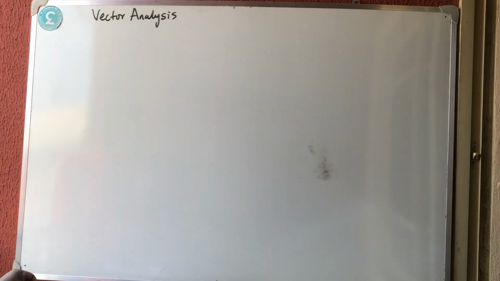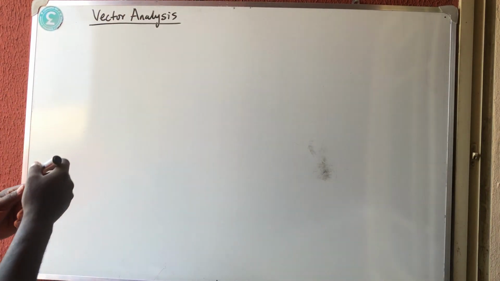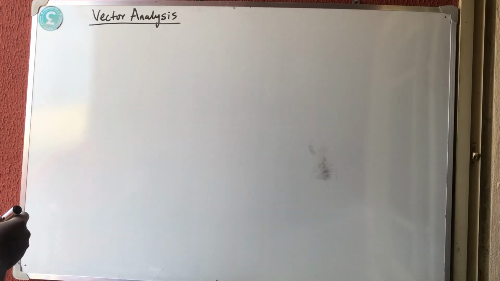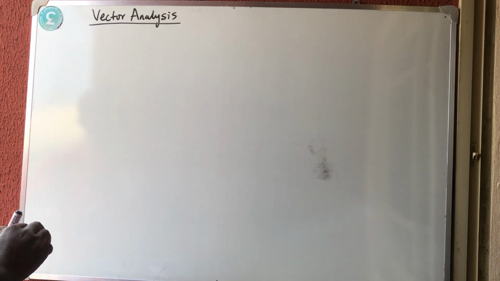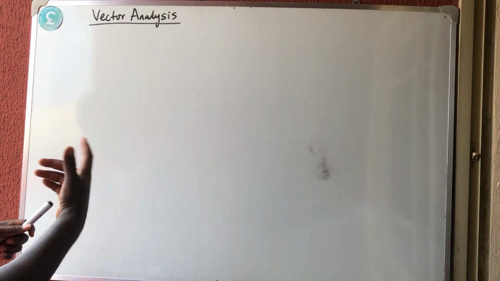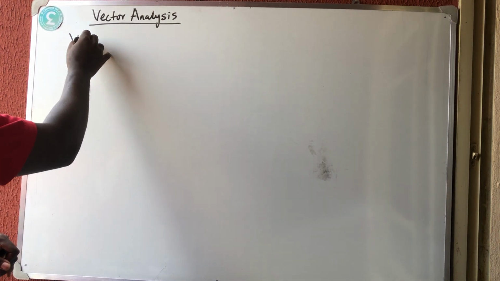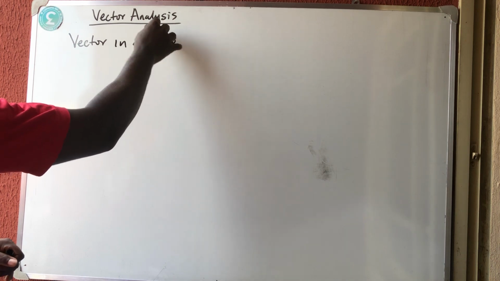Today we'll be talking about a topic called vector analysis. The first thing we'll look at is that you represent a vector in magnitude and direction with an arrow, like we did in the former video on vectors. But there's another way you can represent a vector. You can represent it in its unit. Now let me say we have a vector. The first one we have is a vector in a line.